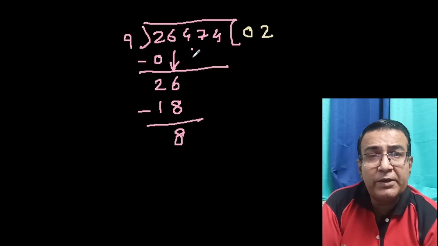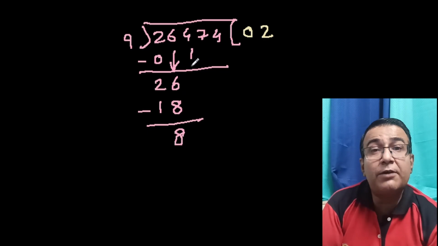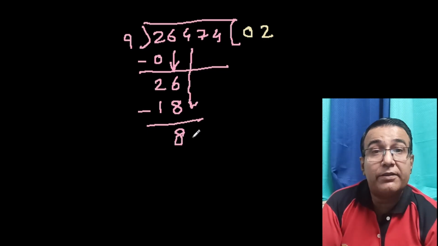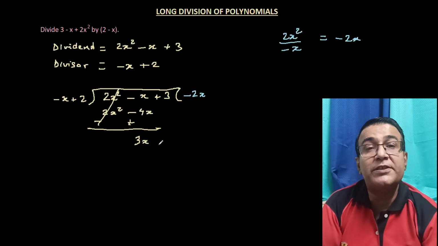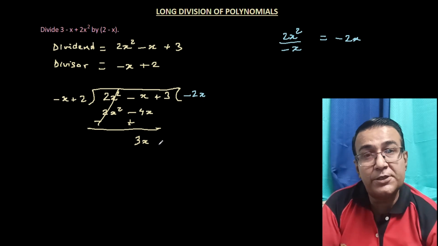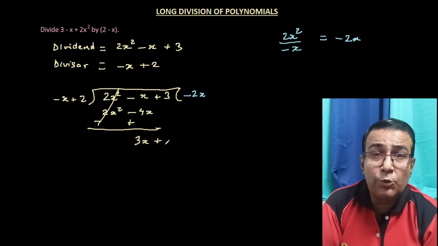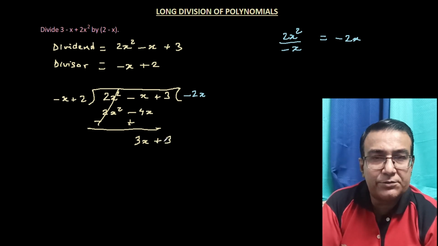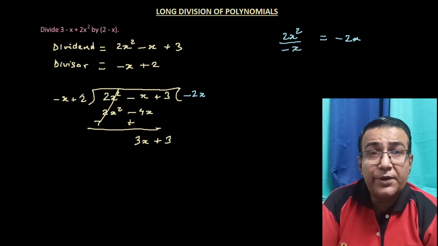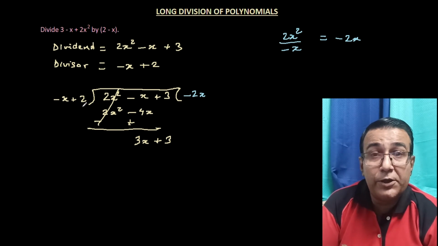Then what were we doing when we were dividing by 9? We bring down the next number. Here, the third point of difference: you don't bring down the next term, you bring down the complete polynomial. In this case we are only left with plus 3, so that plus 3 also comes down. Now this 3x plus 3 happens to be our new dividend, and we have to divide it by the divisor minus x plus 2.